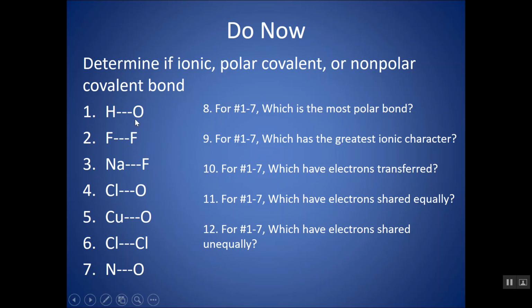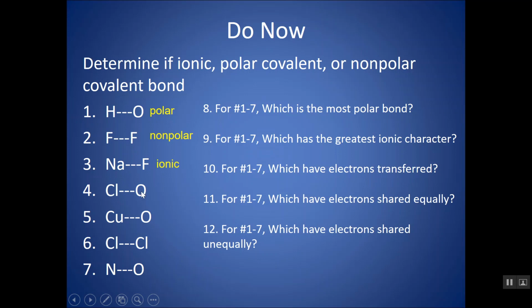So H and O is both nonmetals, two different nonmetals with two different electronegativities, so that's a polar covalent bond. F and F are two nonmetals, two of the same nonmetal, which would have the same electronegativity, so this is a nonpolar covalent bond. Na is a metal, F's a nonmetal, this would be an ionic bond.